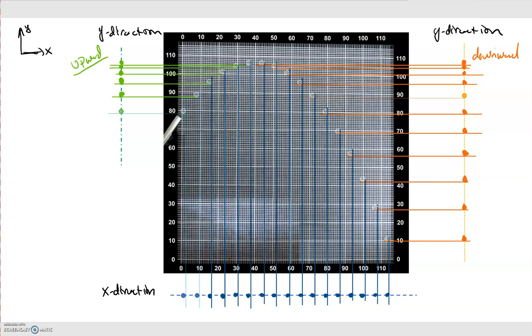And so now that you've filled in all the points, hopefully your motion diagram in the X direction looks similar to mine, as well as the upward and downward motion diagrams for the Y direction. Now that we've filled in our three motion diagrams, we're going to look at each and see if we can gain any insight into what's happening in the X direction and what's happening in the Y direction. So let's start by looking at the X direction motion diagram that's at the bottom.